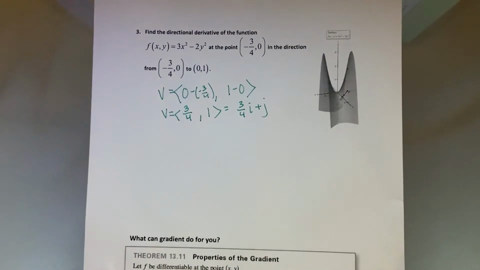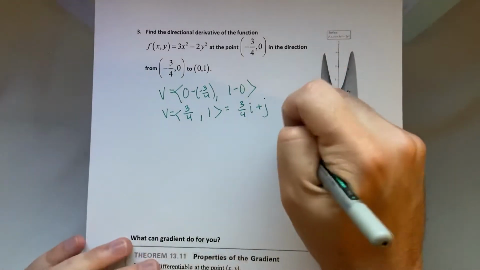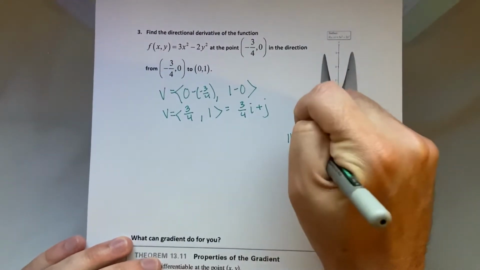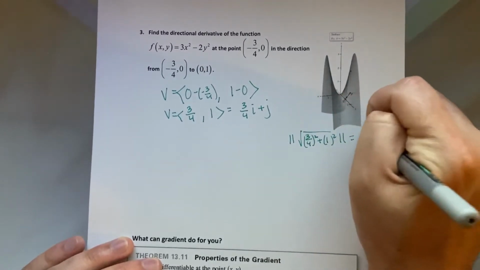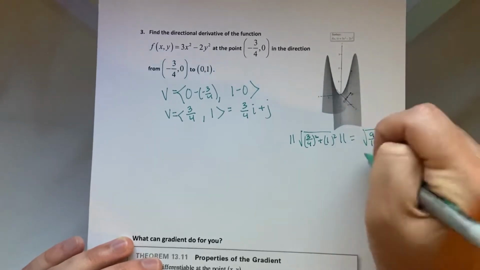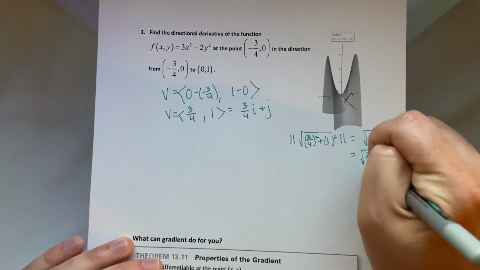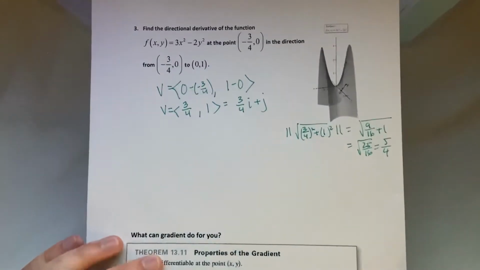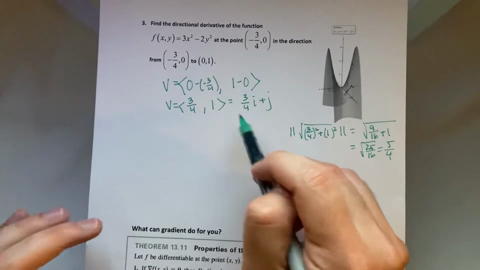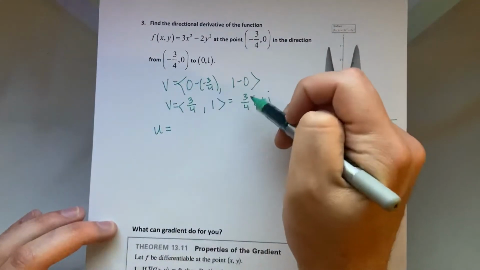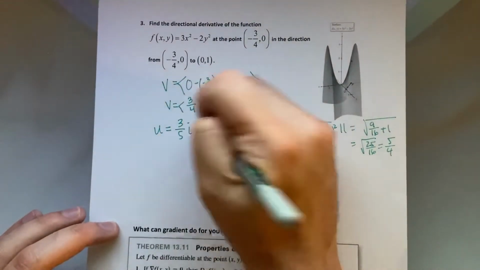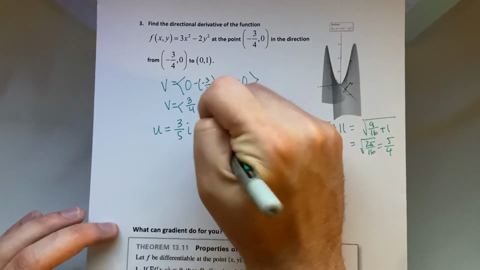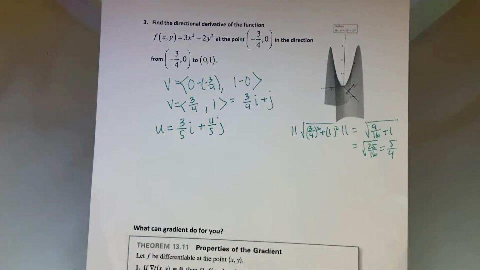Now, what we know for doing this dot product is we need a unit vector. So I need to find the length of this. So what's the length of 3/4 squared plus 1 squared? That's the square root of 9/16 plus 1, which is the square root of 25/16, which is 5/4. So what I'm going to have to do is divide both of these by 5/4 to get the unit vector in that direction. Now 3/4 divided by 5/4 should be 3/5. 1 divided by 5/4 should be 4/5. So our unit vector is 3/5 i plus 4/5 j.